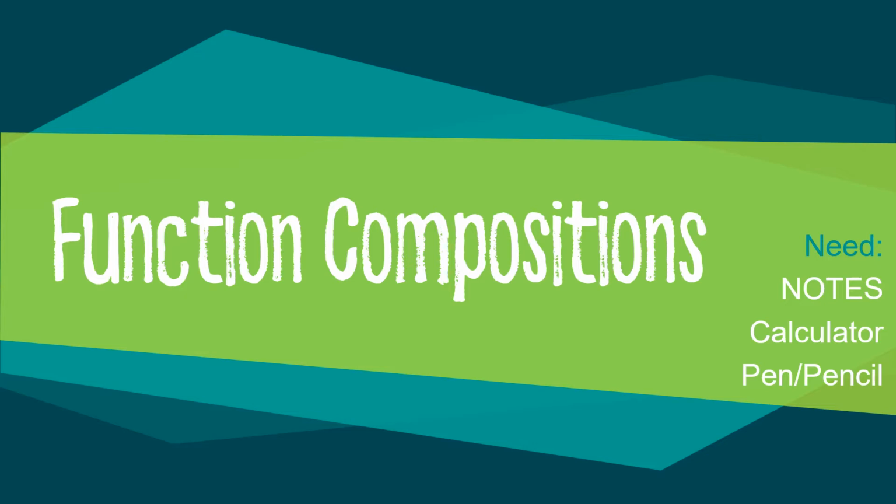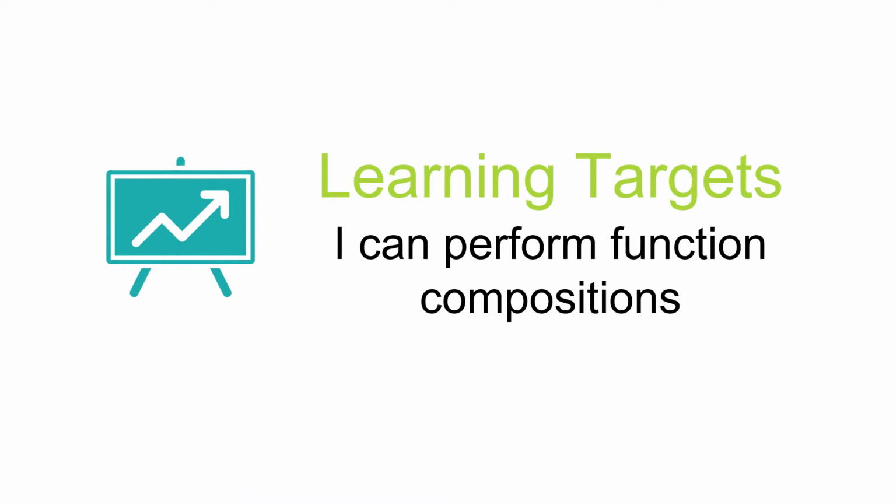For this, you'll just need your notebook. You're going to take notes on your own paper, and of course your writing utensil and calculator. Today we're going to talk about function compositions, and you have actually learned this before. The difference now in Algebra 2 is that instead of substituting in, let's say, a single number or letter, you're going to be substituting in an expression. Remember, keep an eye out for the pencil on each slide, and that's what you'll need to write down.